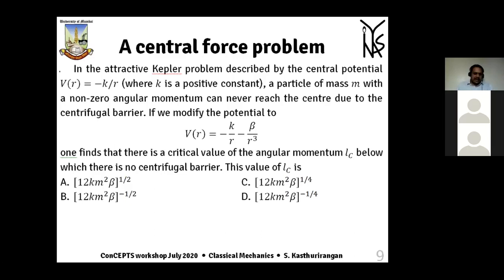The question which is asked is, one finds that in this case, there is a critical value of the angular momentum called L critical, below which there is no centrifugal barrier. So the centrifugal barrier is there up to a certain point, and then the potential becomes attractive. So you are asked to find the value of the critical angular momentum, and you are given 4 options. Once again, this problem is easily solved by looking at dimensions, because all 4 of the solutions have different dimensions. You just have to figure out which one has the dimensions of angular momentum.